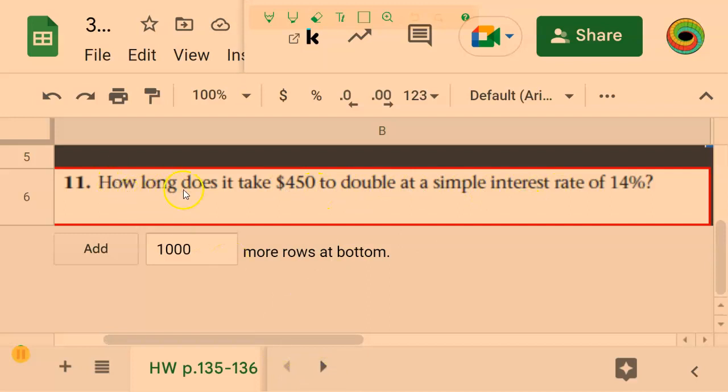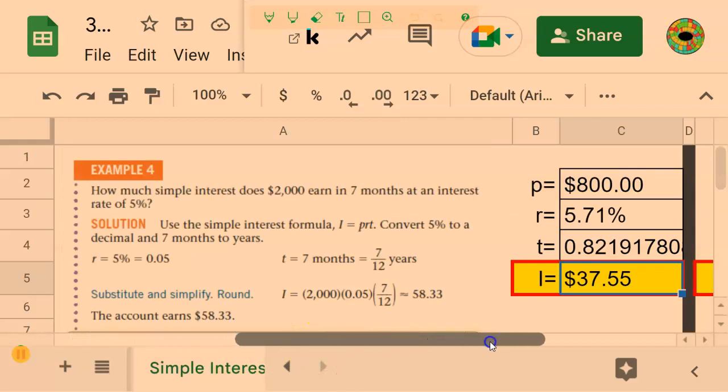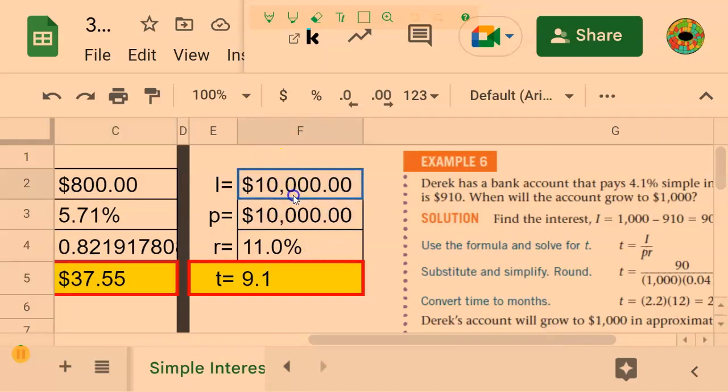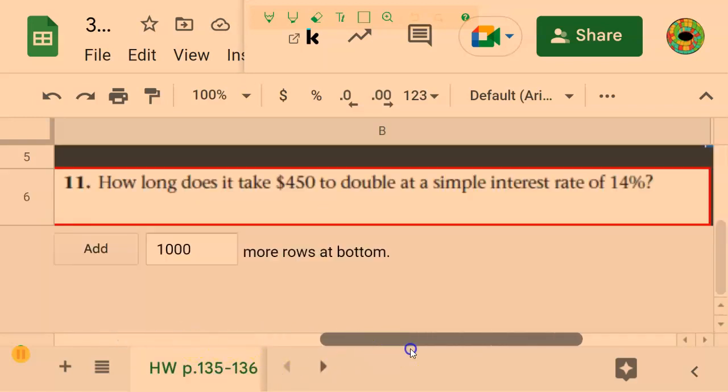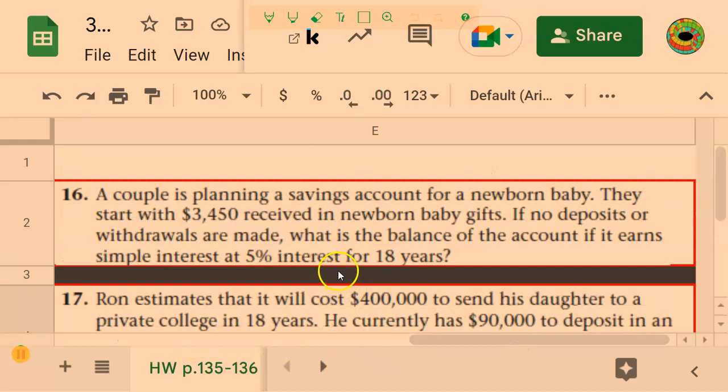The question is how long? Time. So over here, you know for that third one, it's what we just did here. How long does it take to double? And you'll have to just change these numbers and the rate to get how long it takes to double. So that's probably going to be the most crucial part of this, is reading comprehension. It's reading something and saying, well, what is the question? That way you know what formula to use. So a couple is planning a savings account. They start with this much money, no deposits. What's the balance if it earns 5% for 18 years?